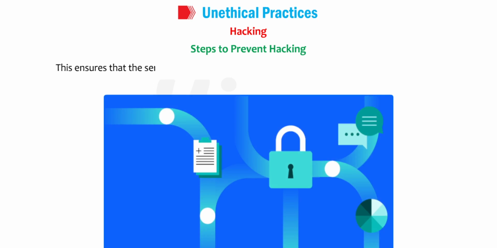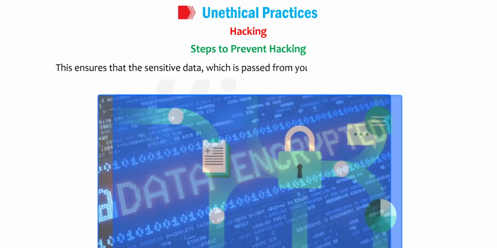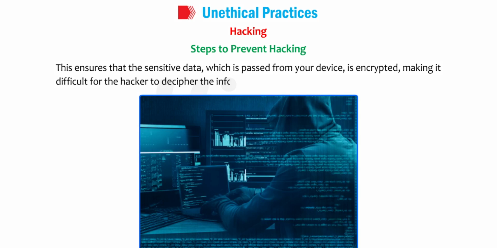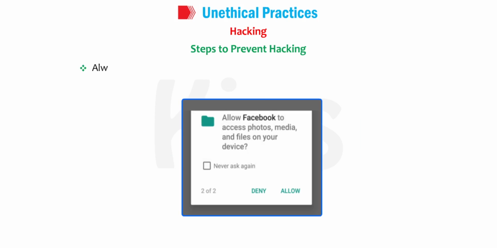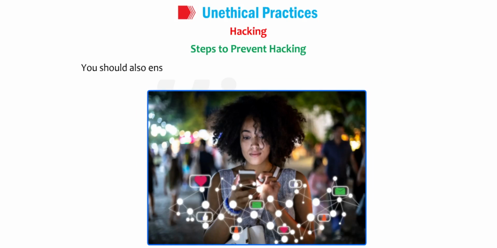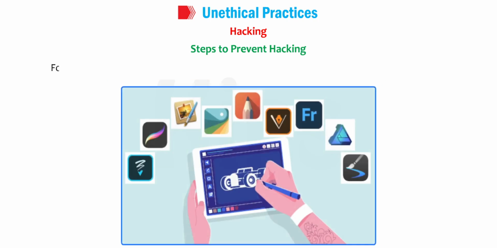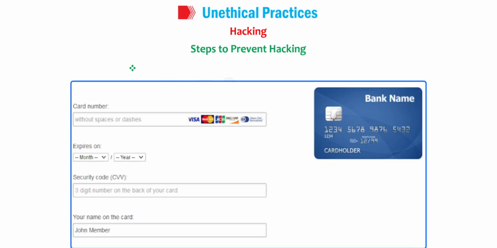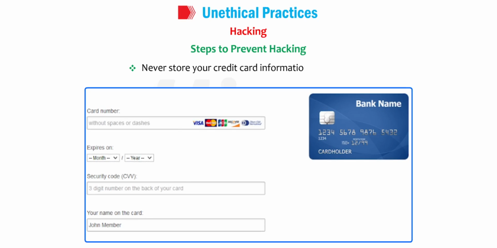This ensures that the sensitive data which is passed from your device is encrypted, making it difficult for the hacker to decipher the information. Always check permissions and authenticity of the apps before installing them. You should also ensure that the apps are not accessing unnecessary information. For example, a drawing app should not have access to your contact list or network information. Never store your credit card information on a website.